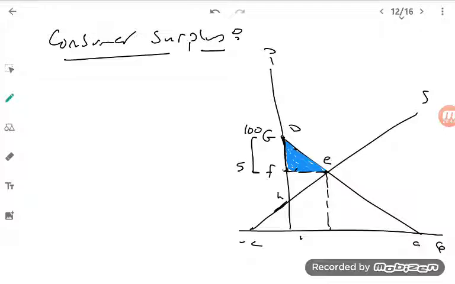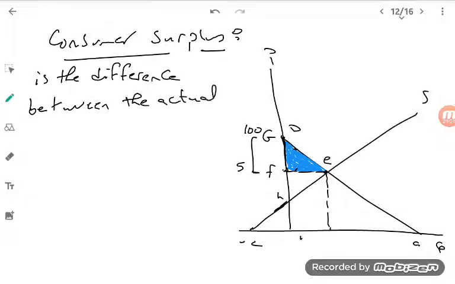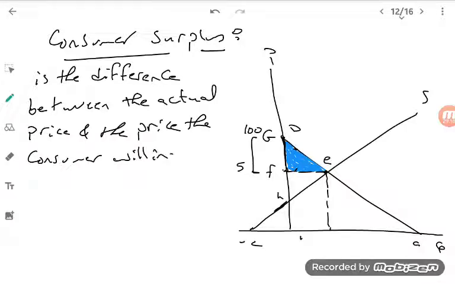So consumer surplus is the difference between the actual price and the price the consumer is willing to pay. It is calculated as the area of the triangle EFG.